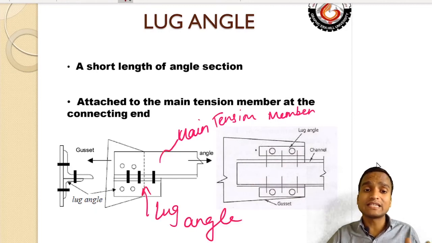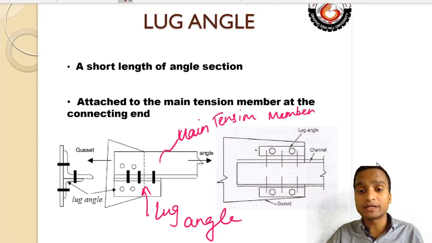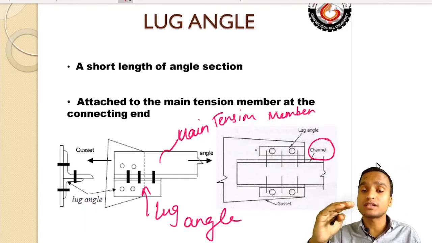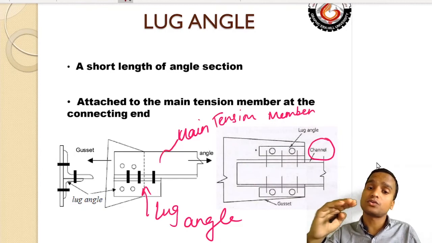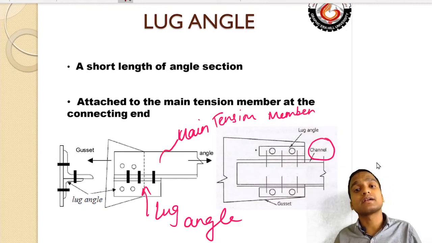And of course, in case of angles we can use only one lug angle. But if we have a channel section, and the channel section has flanges at the top and bottom, we can use a lug angle at the top also and a lug angle at the bottom also.